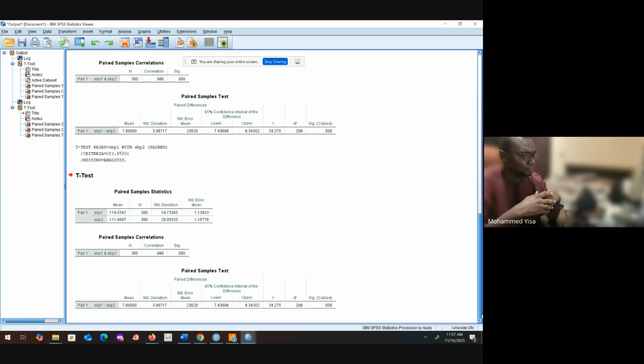Now, when you come to 95% confidence intervals, what's the confidence interval of that mean? You come to lower, you have 7.43. Upper, you have 8.34. So if you are using the confidence interval to interpret the significance, given that between the lower confidence interval and the upper confidence interval, there is no zero, what would be your conclusion?